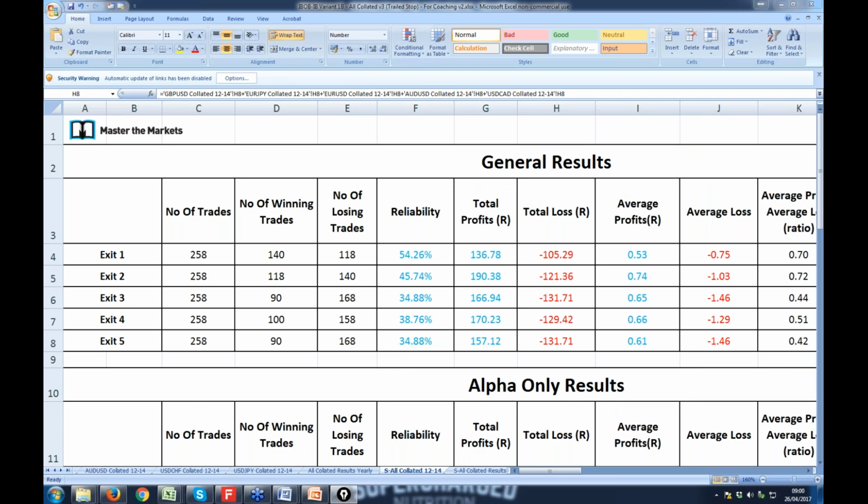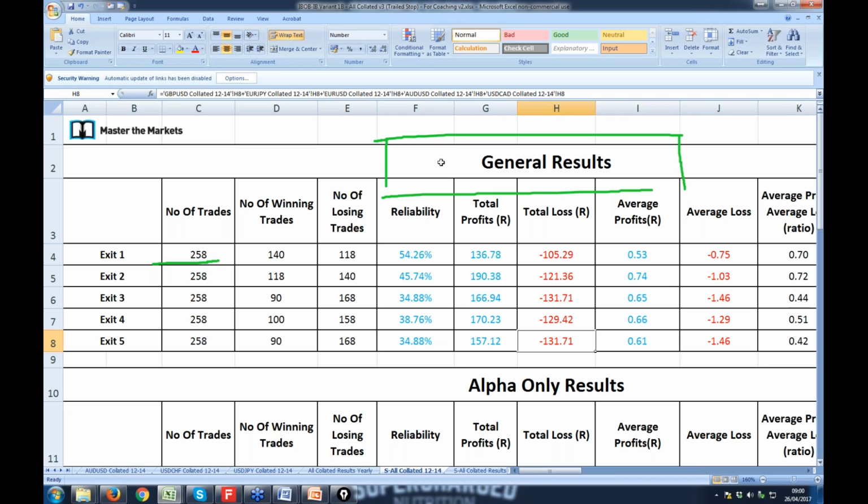I'm going to show you what the difference is in the results in just a moment. But look at these general results. Now these general results have given us 258 trades. Someone said to me earlier in the webinar, of all the strategies out there, which has the highest probability of winning? Show us how to trade according to that strategy.